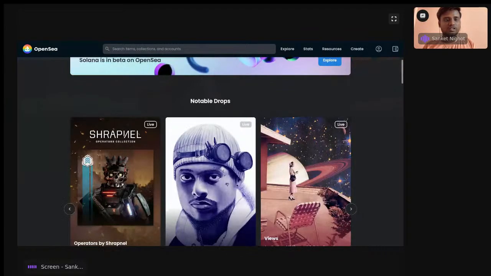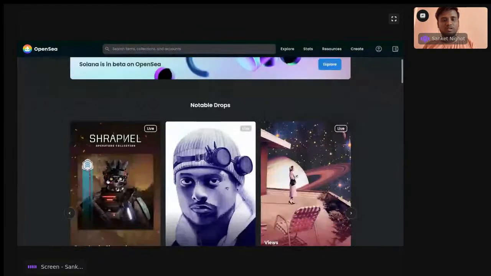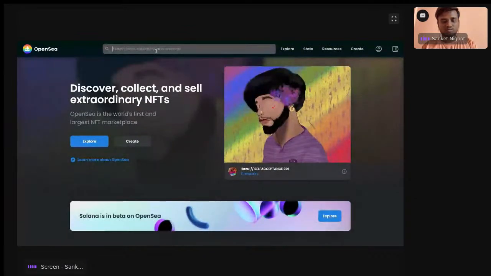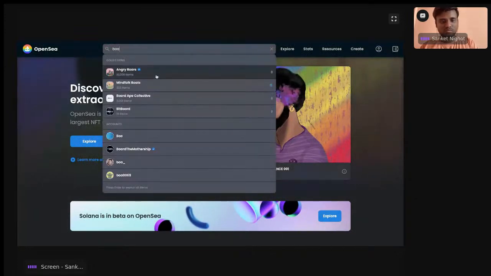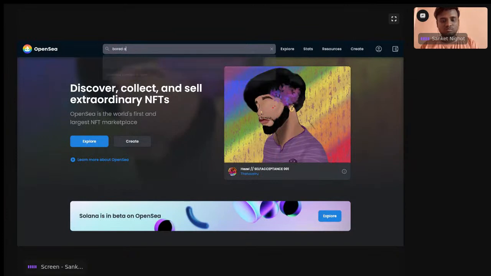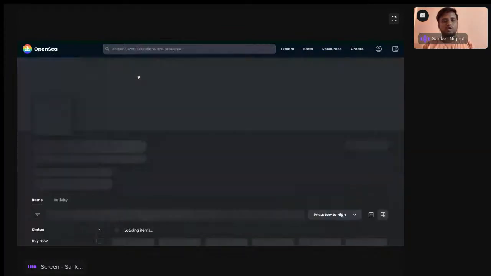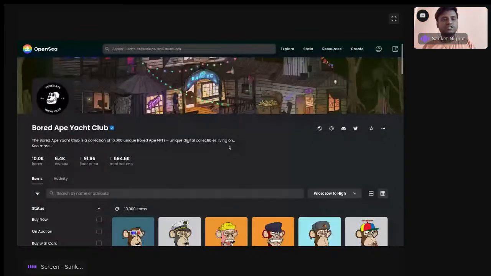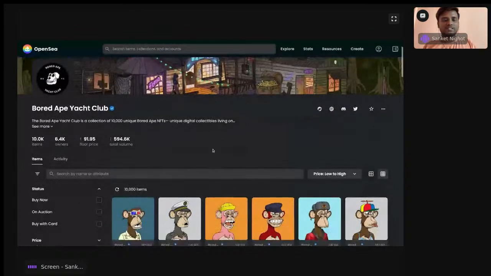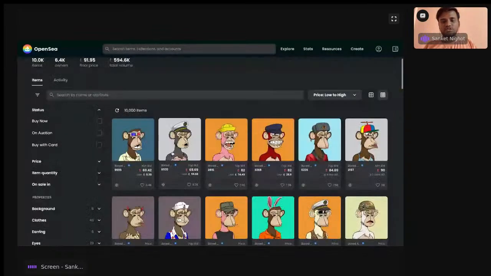So now this is OpenSea. For example, I go to Bored Ape Yacht Club NFT. We saw the website before, and now we are seeing it on OpenSea, which is an NFT marketplace where you can buy and sell NFTs. There are 10,000 items, as they said, and you can see each and every one is unique.